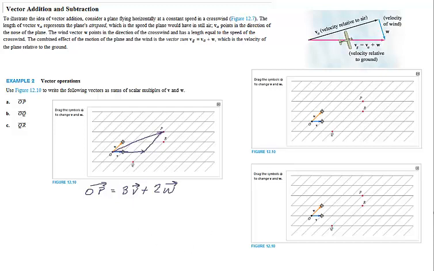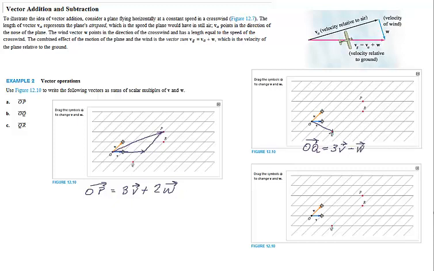I'm going to do O to Q next. So O to Q is going to be 1, 2, 3 of the V's again, plus, oh, looks like I've got to go the other direction. I should have just written minus 1 of those W's.